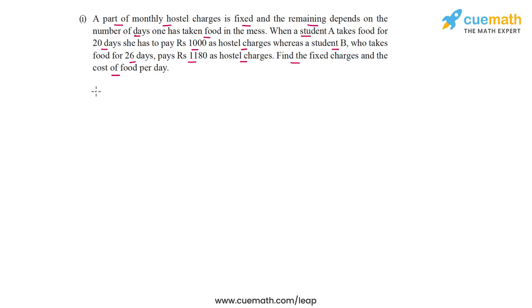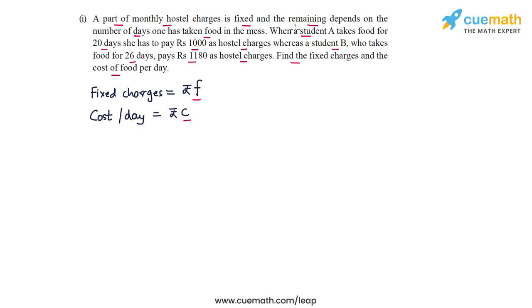So the two unknowns in this situation are the fixed charges, so let's assume that the fixed charges are ₹F for fixed, and the other unknown is the cost of food per day. Cost per day, so let's represent it by C. So the two unknowns are F and C, and now using the given information we have to set up a pair of linear equations in F and C.